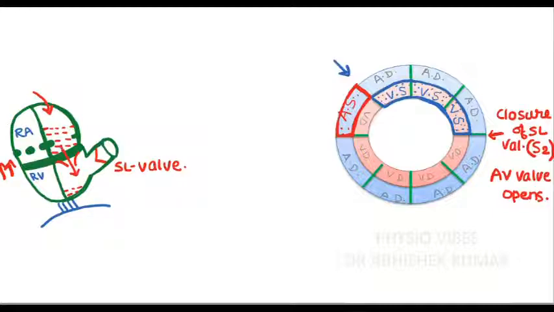So ventricular filling will occur. This ventricular filling is known as ventricular diastole. So we can see the beginning of ventricular diastole. This ventricular diastole continues for next 0.4 seconds.